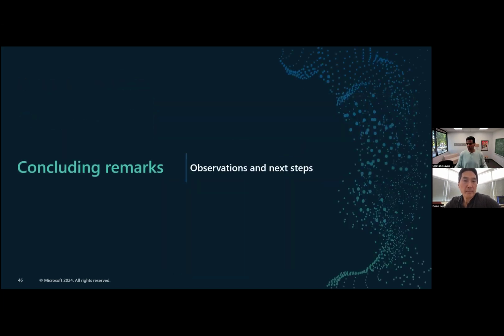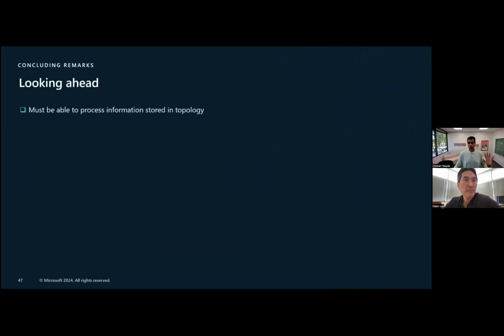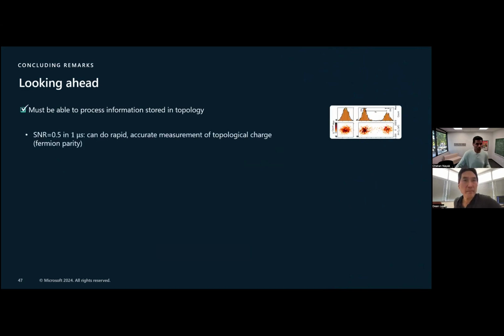So just to wrap up, since we're at the top of the hour now, just observations and next steps. The thing we really need to be able to do is process the information stored in the technology. I think we can check that box. We can get an SNR of a half in 1 microsecond, or an SNR of 5 in 90 microseconds. So we can do rapid, accurate measurement of topological charge.